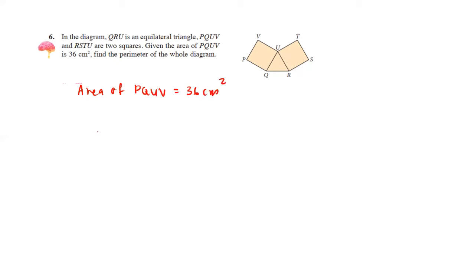So in order to find the length of each side, we'll have to square root the area. So that will give us 6 cm on each side. And since PQUV is a square, since here is 6, here will also be 6. Here is also 6. This is also 6, 6, 6. Everywhere will be 6. So in order to find the perimeter, we'll just add up all the sides.